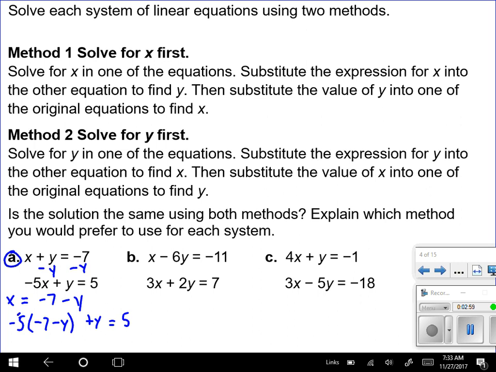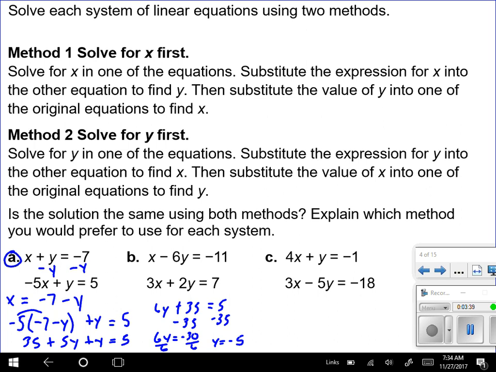So I need to distribute to start. So I'd have 35 plus 5y, because a negative times a negative is a positive, plus y equals 5. And I'm going to come over here. I'll have to do a lot of erasing. But then I'm going to combine any like terms I have. So 5y plus y is 6y plus 35 equals 5. Finally, I'm going to subtract 35. I get 6y equals -30. Divide by 6, so y equals -5.